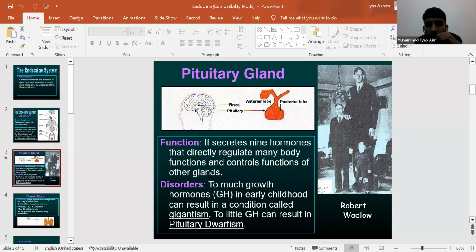What are the disorders? Too much growth hormone production in childhood can result in different diseases, maybe gigantism or dwarfism, or maybe acromegaly. These diseases are due to the overproduction, or hyperproduction, of somatotrophic hormones. Somatotrophic hormones are the growth hormones that play an important role in our body development and in our growth.